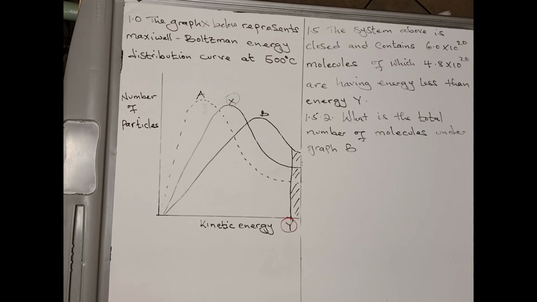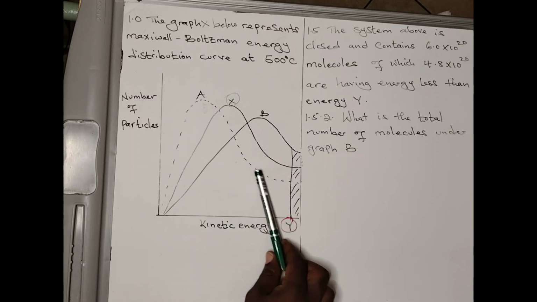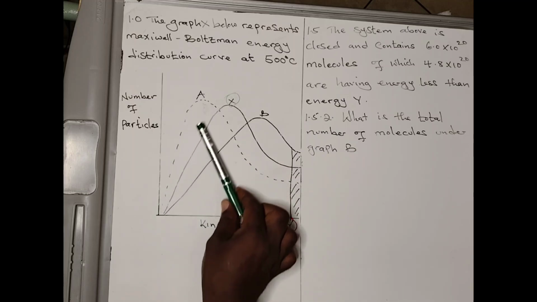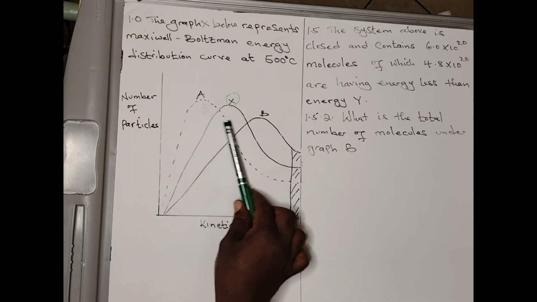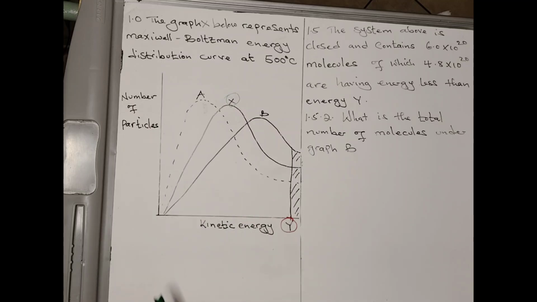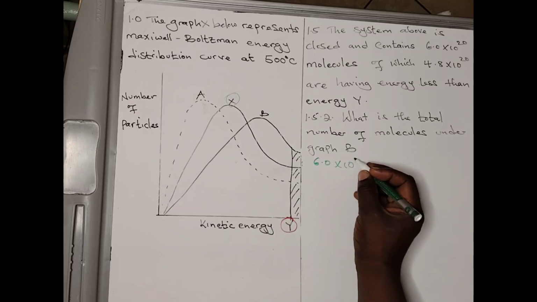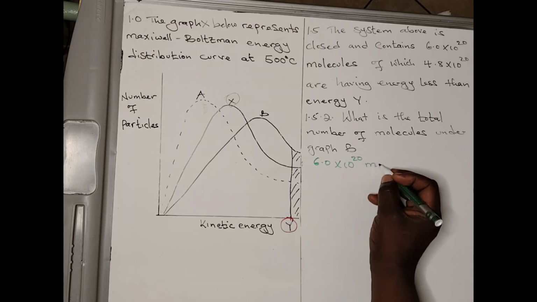So what does that mean? That means that for each of these graphs, the total number of molecules is the same. It's only the energy distribution which changes as temperature changes. So what is the answer? The answer is 6.0 times 10 power 20 molecules.